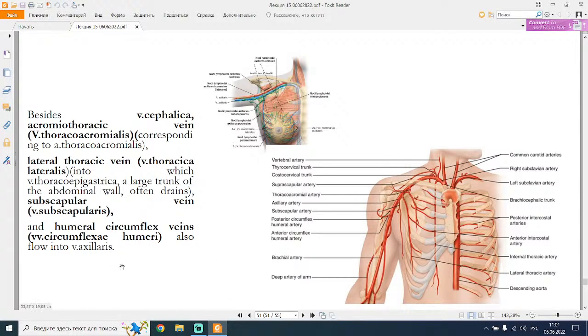Into it drains vena thoracoepigastrica, a large trunk of the abdominal wall. Also drains the subscapular vein, vena subscapularis, which accompanies arteria subscapularis. And the vein circumflexa humeri corresponds to arteria circumflexa humeri.